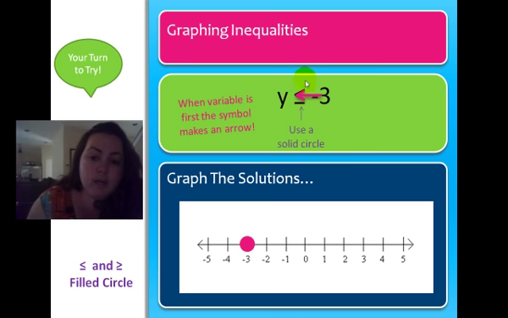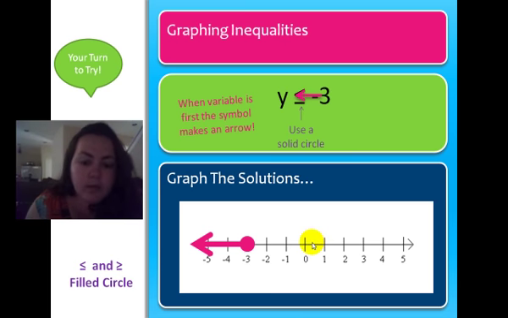Then I'm going to figure out which way I need to shade. If my inequality symbol was going this way, the less than, so I'm going to shade numbers that are less than negative 3, which is this way, to the left. And if you're not sure, you could pick a number. If I pick negative 5, well, negative 5 is less than negative 3, so I know that's a solution, and I should be shading that direction. If I plugged in 0, 0 is not less than negative 3, so I know I shouldn't be shading in this way.